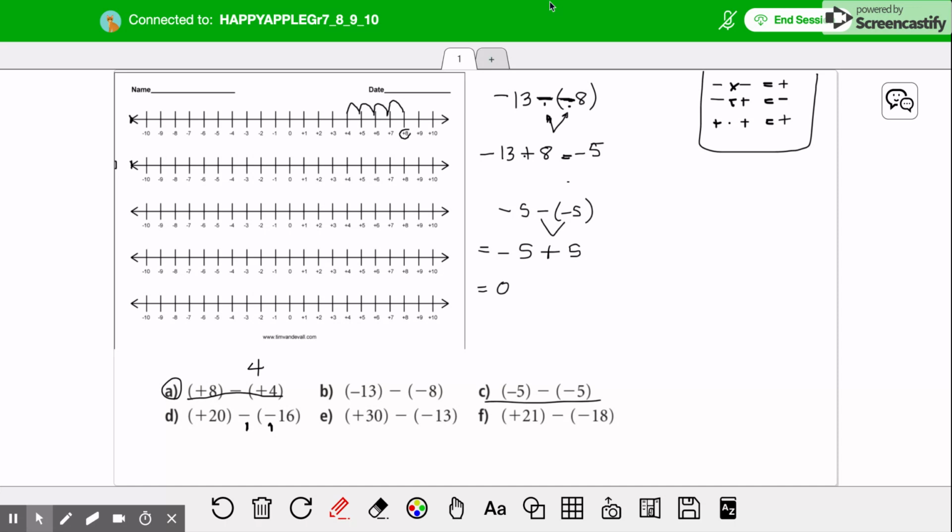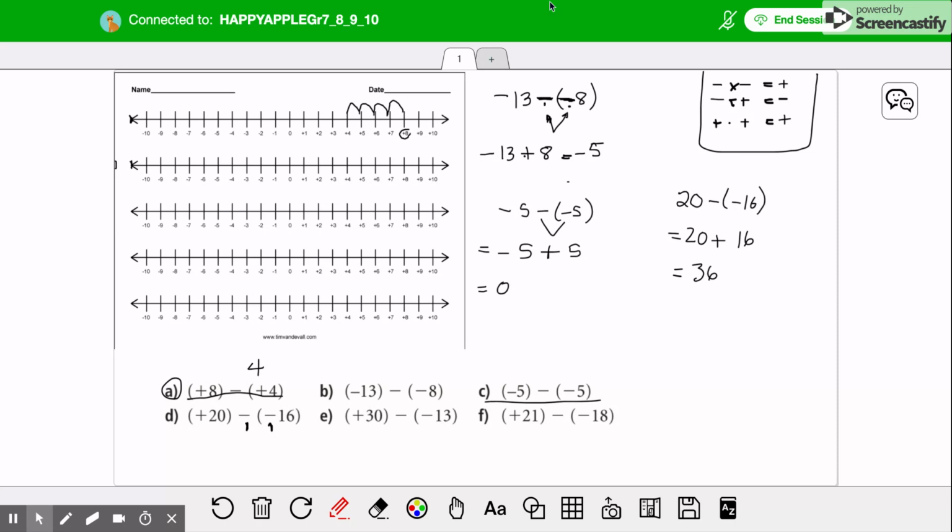Okay, now we're going to this one, which is plus 20, and we don't have to write plus in front because it's not minus 16. So what happens to the minus? It becomes a positive. Right, and then 20 plus 16 is? 36, my bad. There we go.